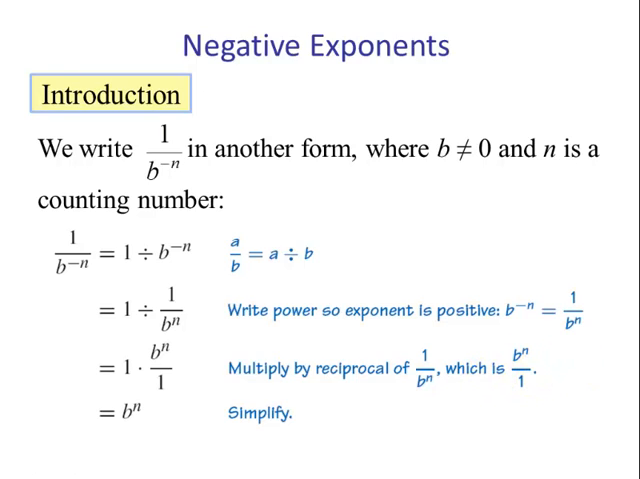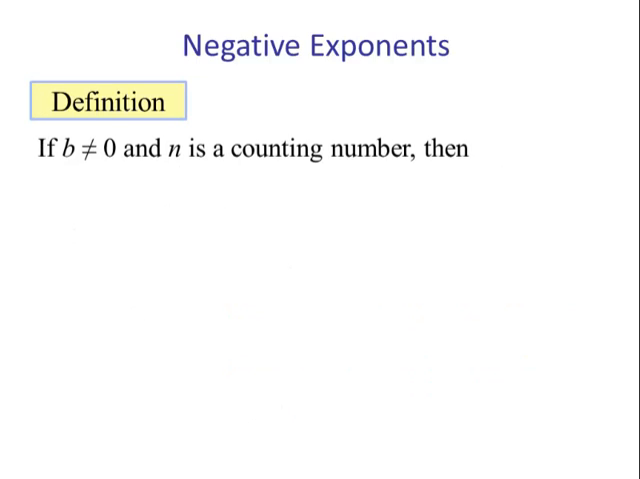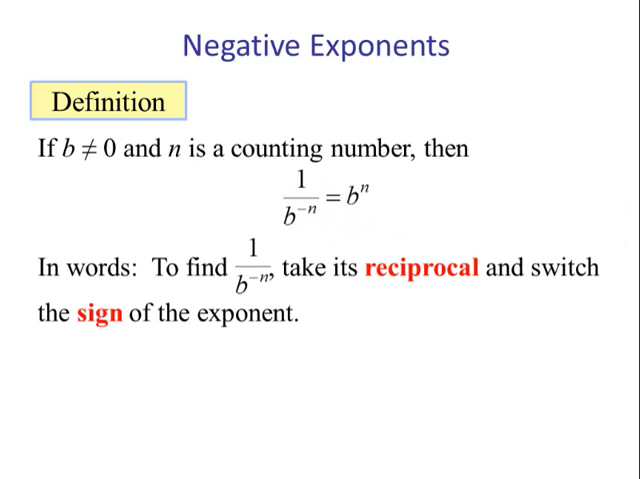So let's define this and do some examples. Definition: if b does not equal 0 and n is a counting number, then 1 over b to the negative n equals b to the n. We want to move the base across this line to change the sign of the exponent. In words, to find 1 over b raised to the negative n power, we take its reciprocal and we switch the sign of the exponent.